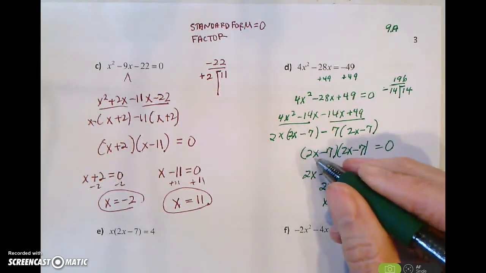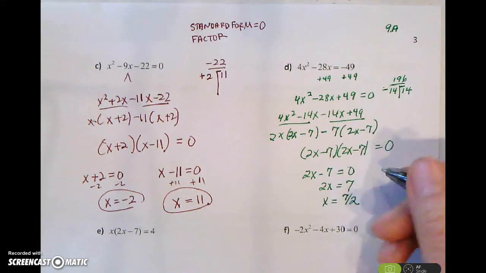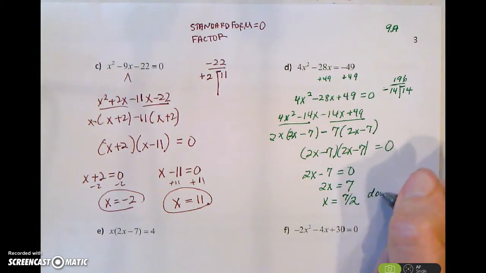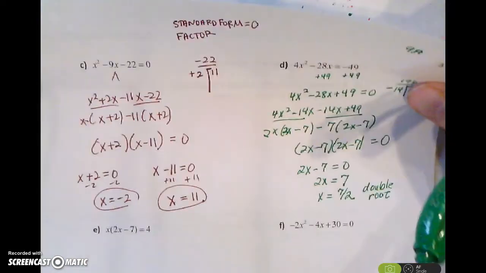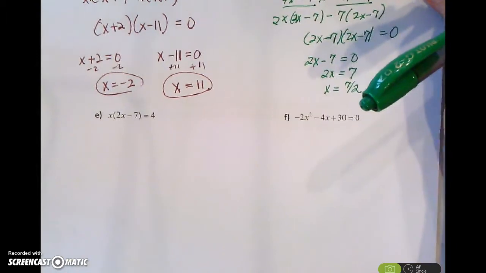When the solution actually occurs twice, it's called a double root, just as a description to say that it happens twice.